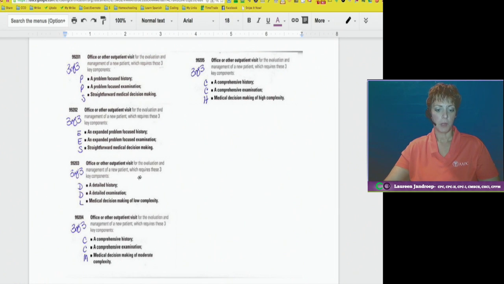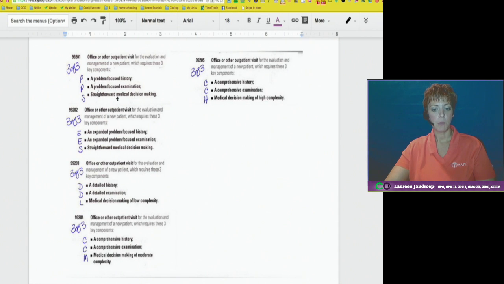Now look at the second bullet. This is for the exam element. We've got problem-focused, expanded problem-focused, detailed, comprehensive. So it actually followed the pattern that the history one did. Now, this is what it's like for a new office patient, but for another category and subcategory that has 5 levels, it is sometimes different. So you can't even say a problem focus is always a level 1. Oftentimes it's true, but you can't even have a hard and fast set of rules for that. So you really have to do them individually.